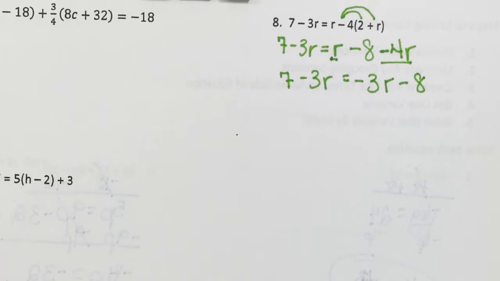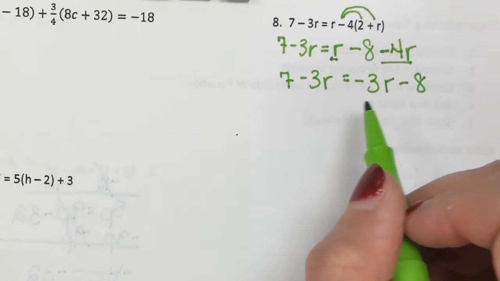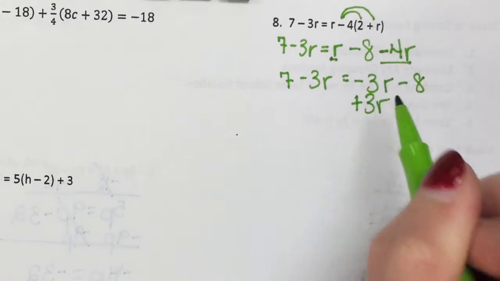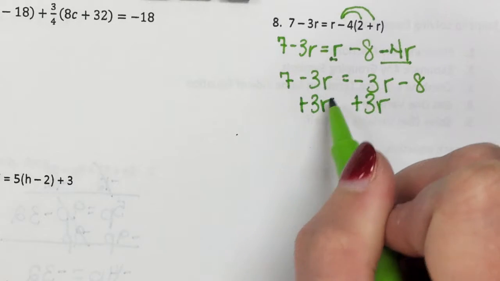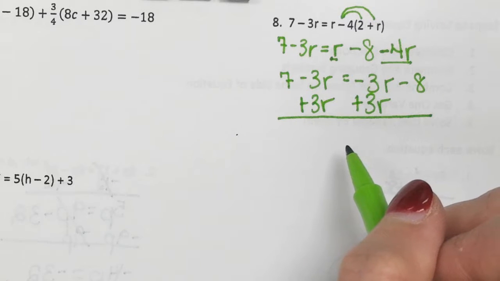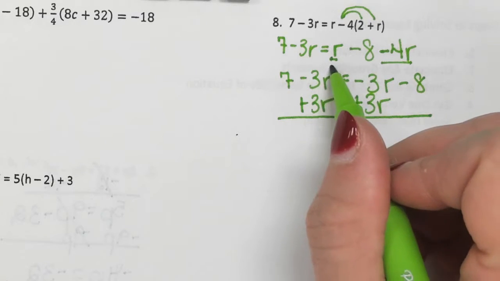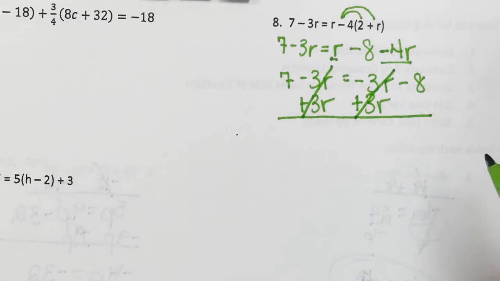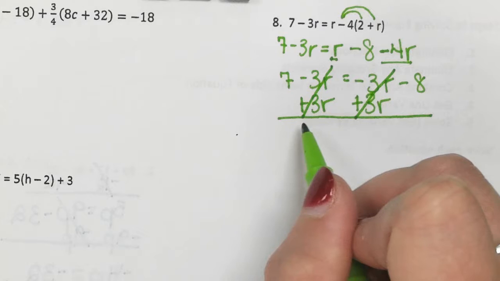All right, what else can I do? Bring it to, subtract, or you can add. Add the 3R. That's probably going to be the easiest thing to do. Oh, what happens when I do that on both sides, though? They both cancel out. So what do I have left over here?